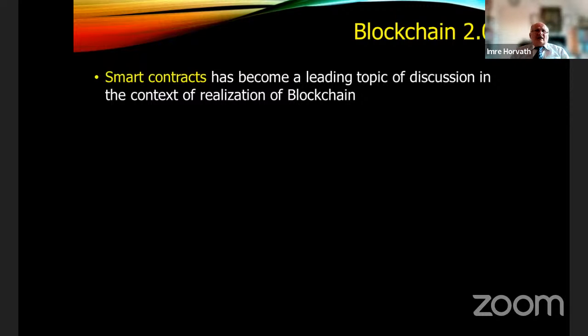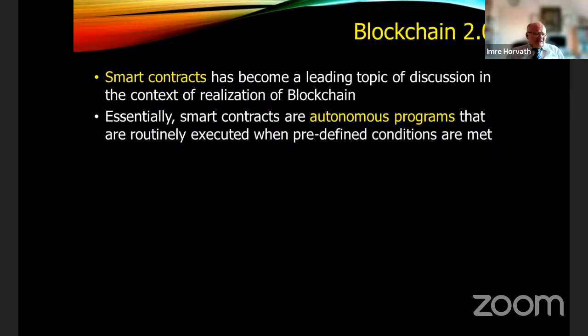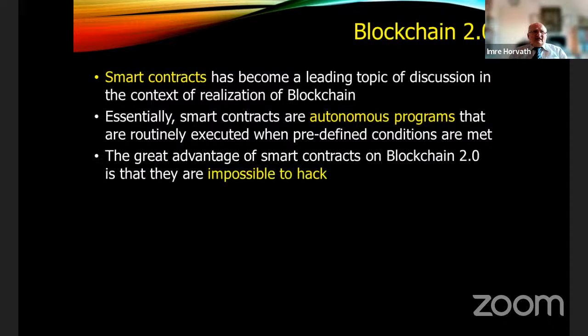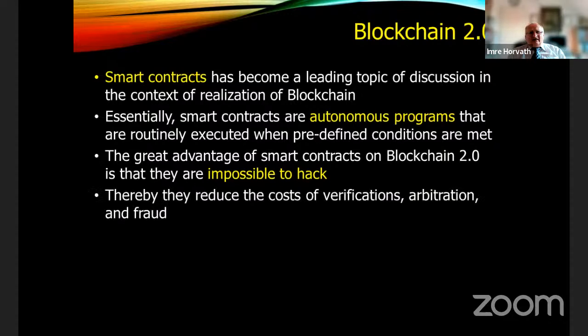Blockchain 2.0 is operationalized based on smart contracts, and this has become a leading topic of discussion and research in the context of the realization of blockchain. Essentially, smart contracts are autonomous programs that are routinely executed when predefined conditions are met. The great advantage of smart contracts in blockchain 2.0 is that they are impossible to hack. Thereby, they reduce the cost of verifications, arbitrations, and fraud.